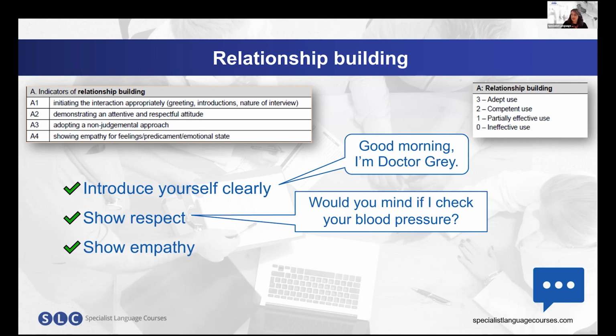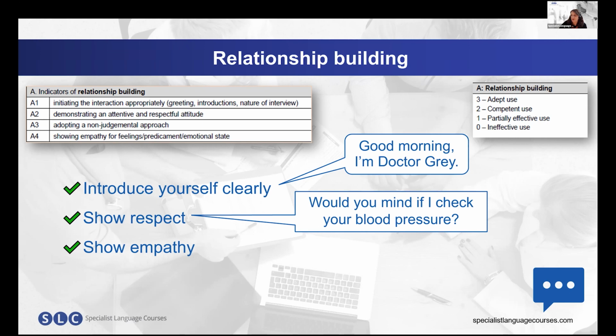So I would like to hear your ideas, please, for those of you who have been doing your OET speaking preparation and who are working as healthcare professionals already. What phrases can you use to show empathy? Write your ideas in the chat box, please. So what phrases we've got for empathy?